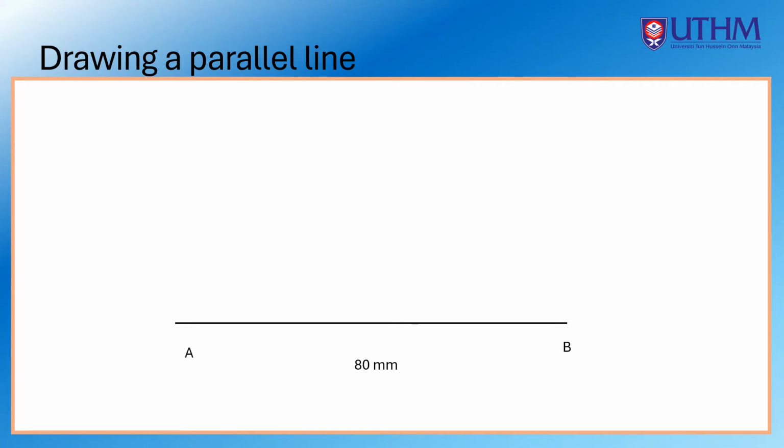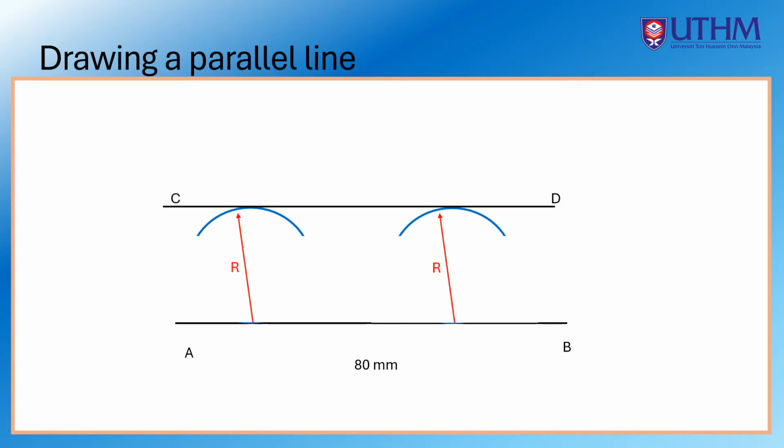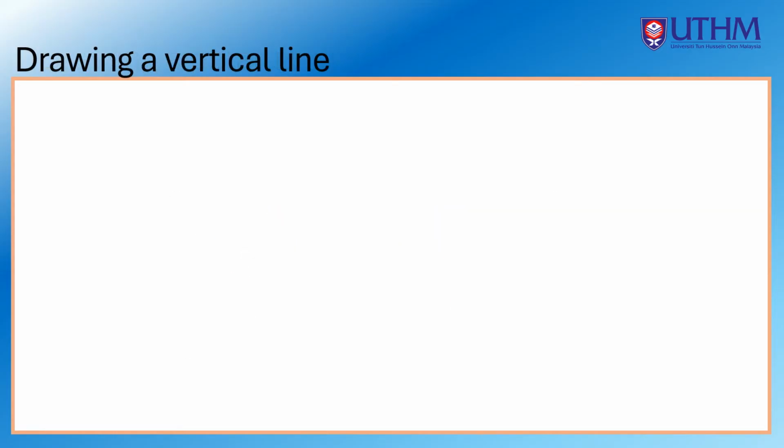First method, drawing a parallel line. Let's say you have a line AB with a length of 80 mm. Then, using your compass, create two curves from the line AB with the radius of R. Then, a line CD that touches the two curves is drawn. Now, you have a line CD that is parallel to line AB.